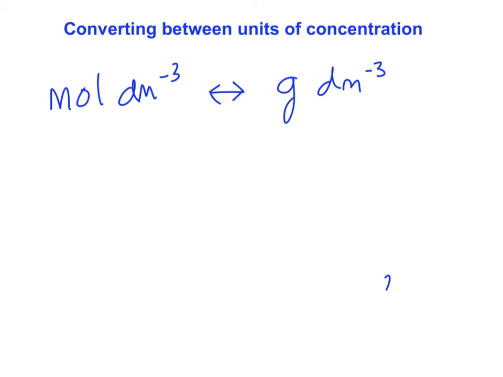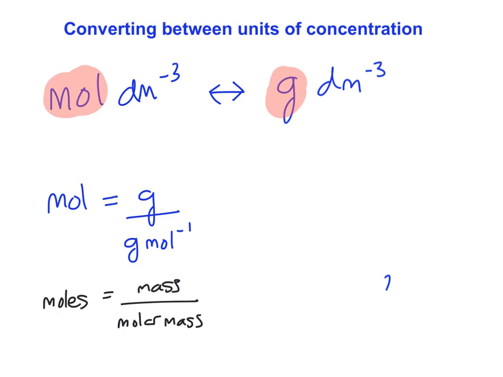So, here's another one that you might come across from time to time. How to convert between moles per decimeter to the minus 3 as one unit of concentration and grams per decimeter to the minus 3 as another unit of concentration. The key is in the relationship between moles and grams. So going back to an earlier point in the video clip, we said that moles equals grams over grams per mole to the minus 1. In other words, mass over molar mass.